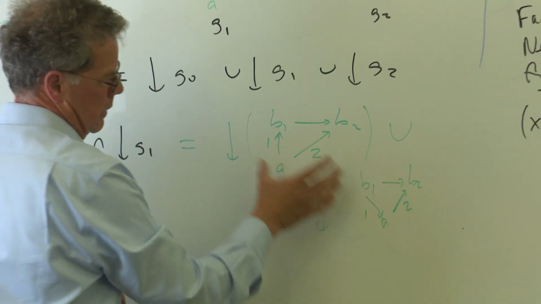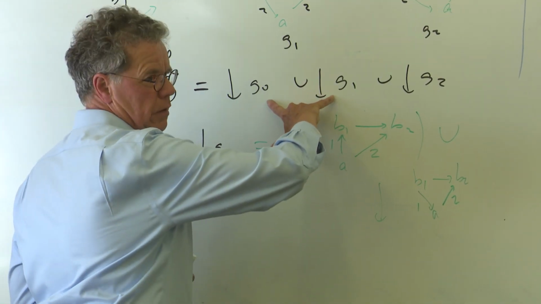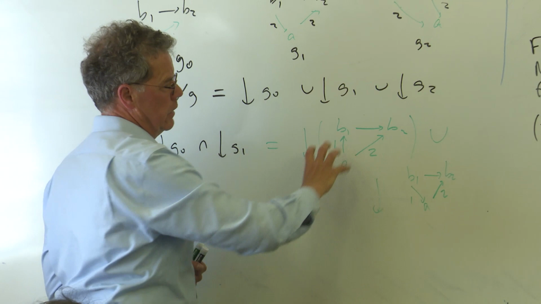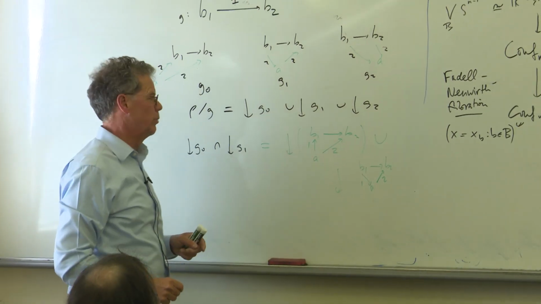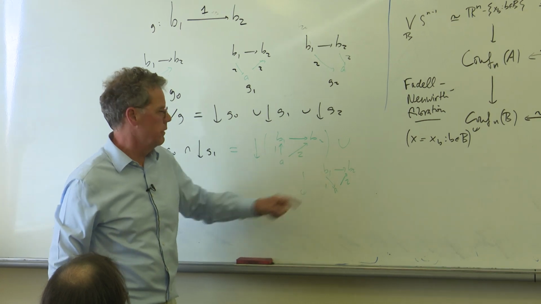Now these are again 2 contractible pieces. So this is a union of 2 contractible pieces whose intersection consists of 2 contractible pieces. Now you play the same game. What is the intersection of this one and this one?